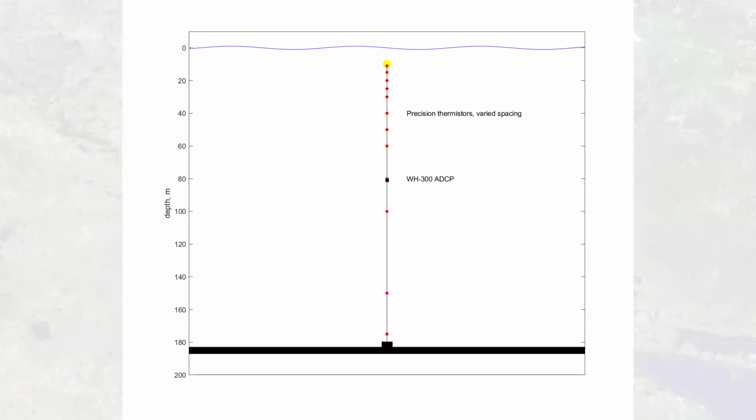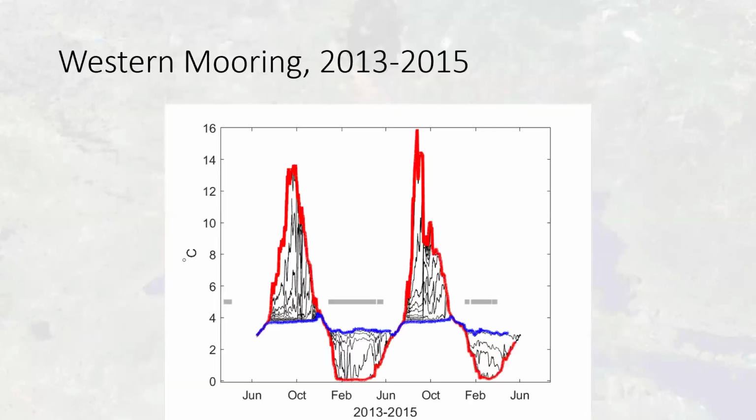Okay, so the data we're going to look at are from platforms like this, where we're measuring temperature at a bunch of depths. Here is data from our Western mooring for 2 years, and I'll walk you through this. The individual curves are temperatures from different thermistors. The shallowest thermistor I've marked in red, and the deepest one in blue.